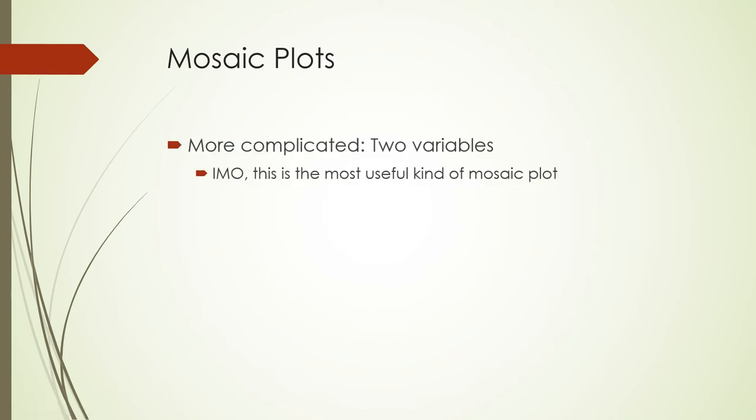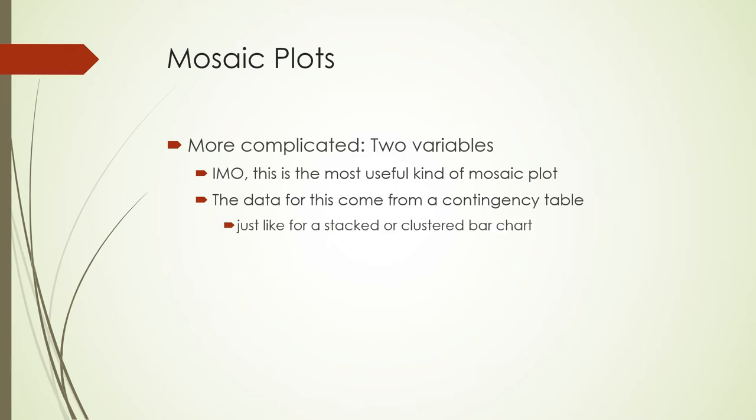Let's get more complicated. Two variables. I think this is the most useful kind of mosaic plot. Sometimes three variables, but it gets confusing with three. So the data for this will come from a contingency table, just like a stacked or clustered bar chart. Here is survival rate by passenger sex. So one dimension, this dimension going this way, the up-down dimension, represents the number of males. So the total number of males is kind of the vertical block here. The total number of females is this vertical block.